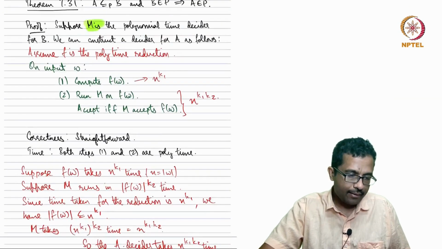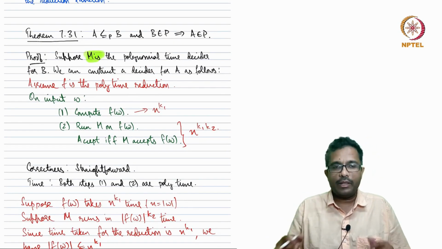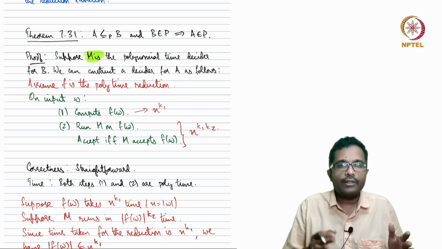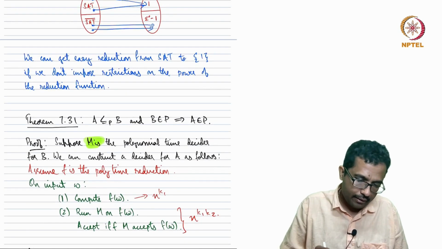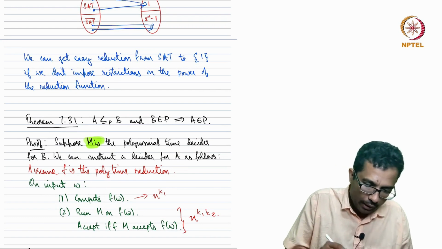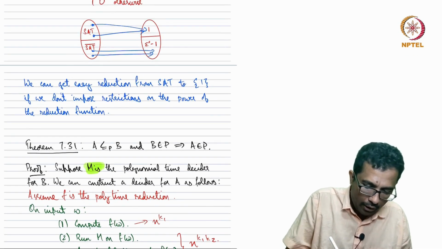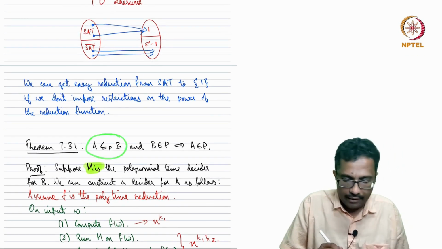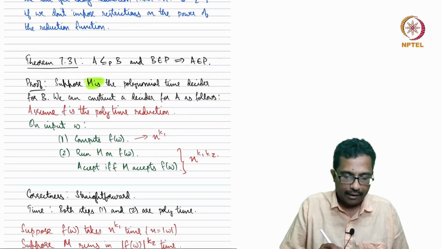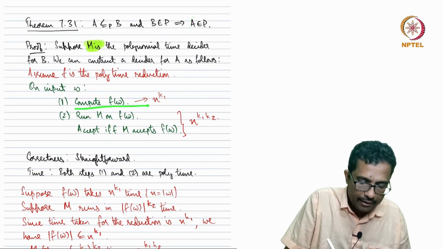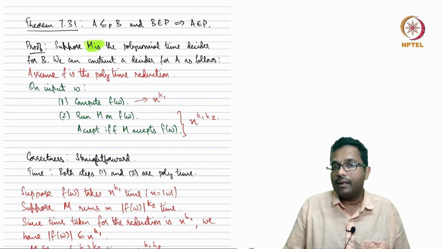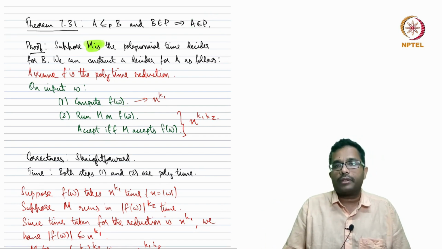So hence A is in P, right? So we have given a decider for A which runs in polynomial time. And what I said before, so the proof is complete. What I said before is that if we did not have this restriction, that the reduction from A to B is in polynomial time, we cannot infer this, because this first step itself could have taken more time than polynomial.